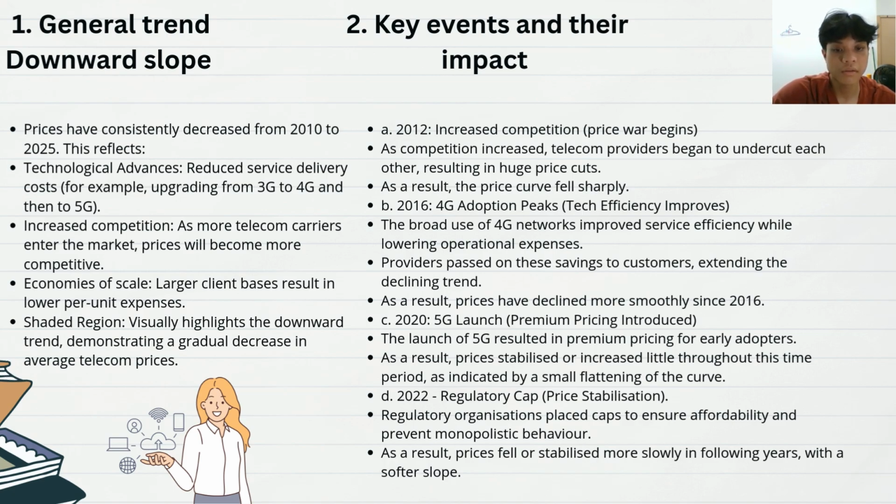And lastly, in year 2022, regulatory cap, which means price stabilization, regulatory organization places cap to ensure affordability and prevent monopolistic behavior. As a result, price fell and stabilized more slowly in following years with a softer slope.